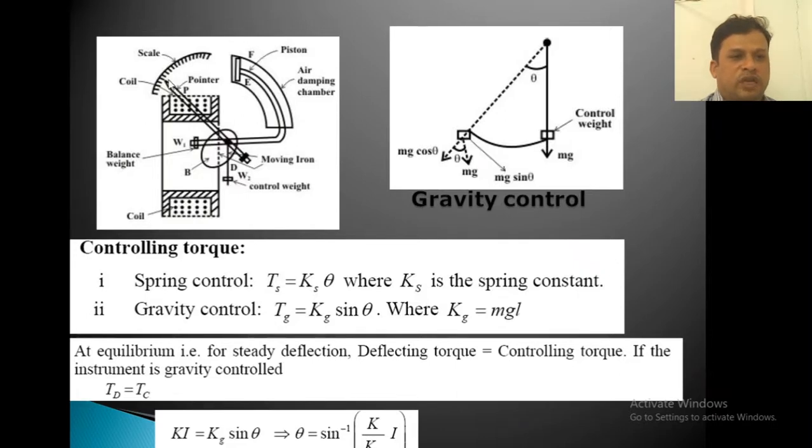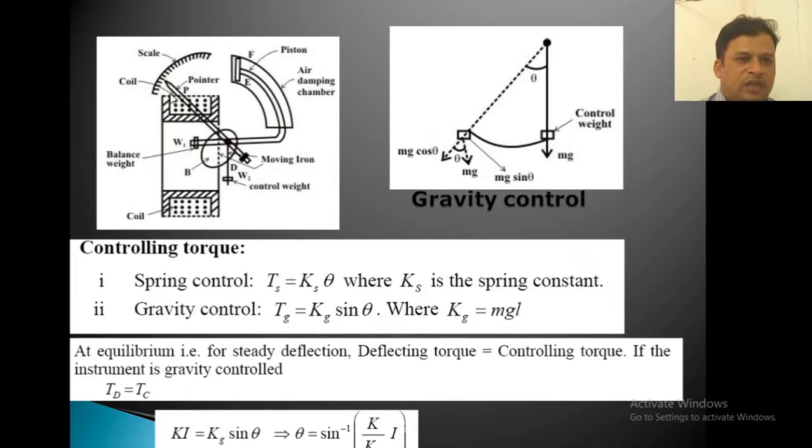If you see here, this is the coil placed here, and this is the moving iron, which is shown by the arrow. This is the moving iron instrument and this is the control weight, present to control the torque. The coil is present on both sides, and this is the piston, this is the air damping chamber, and this is the moving iron.